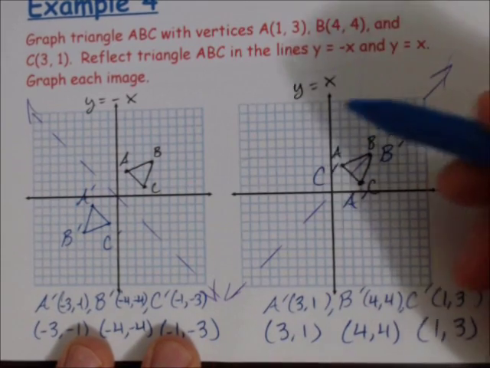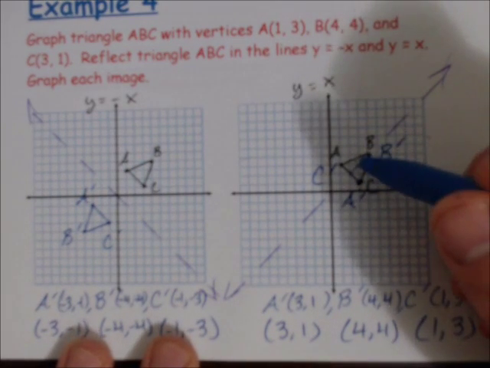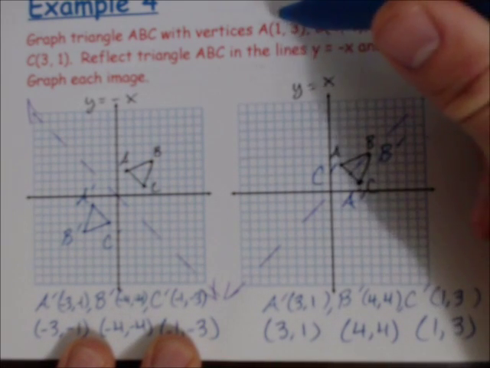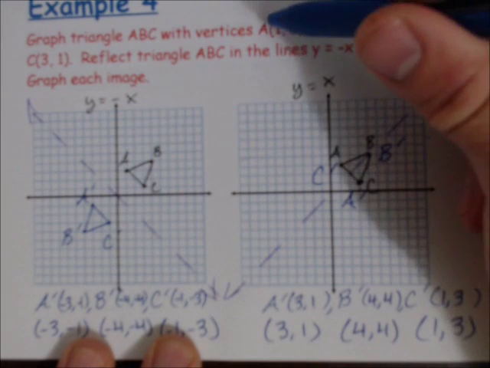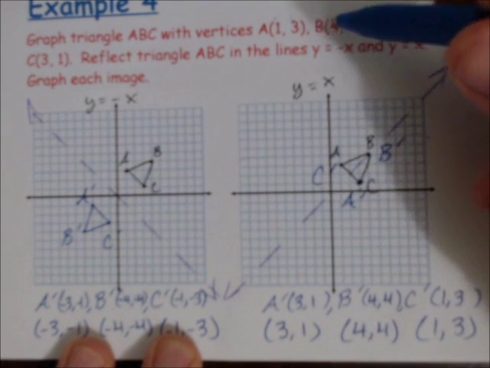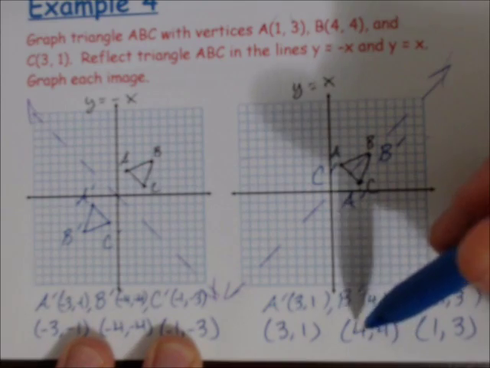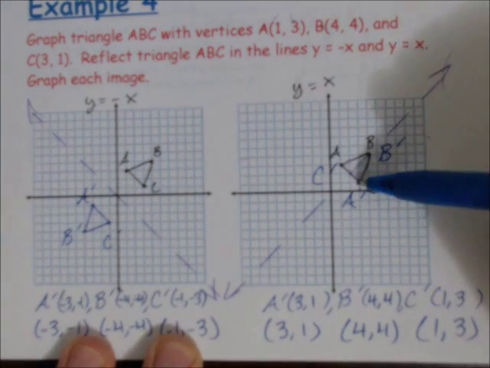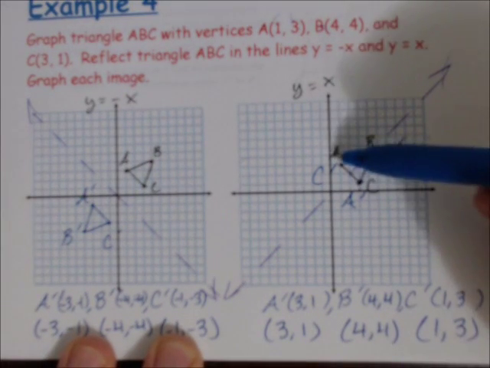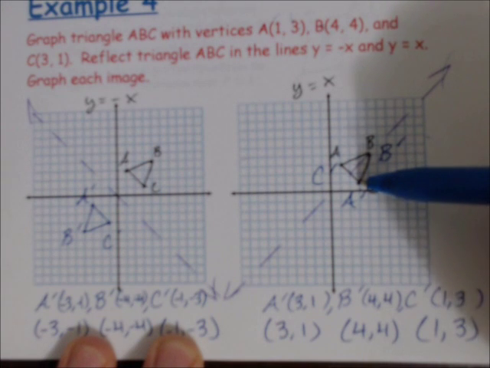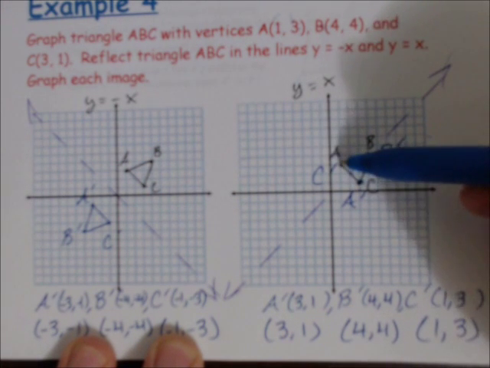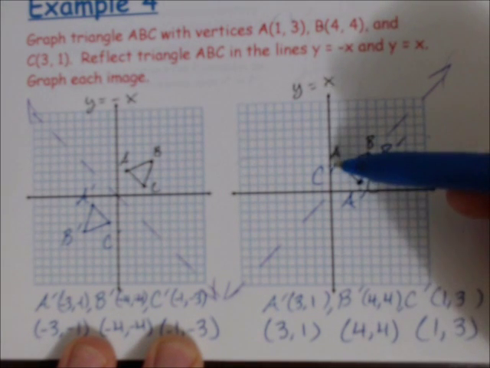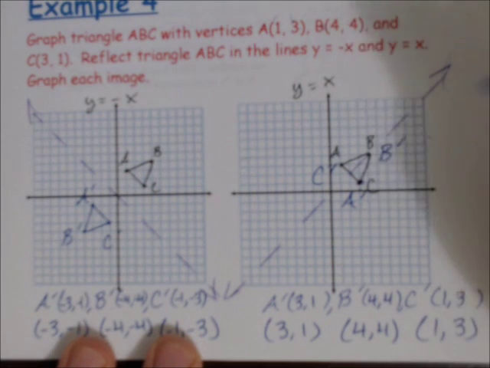For y equals x, this one's a little bit more interesting. The rule is b comma a, which just means we exchange the x and y values. So instead of A being 1 comma 3, A prime is going to be 3 comma 1. B would be exactly the same if we exchange the x and y values. And then C prime is going to be 1 comma 3. Notice that A prime gets mapped exactly onto C, and then C prime gets mapped exactly onto A. So the figure A prime, B prime, C prime, that triangle, should look exactly the same as the original figure.